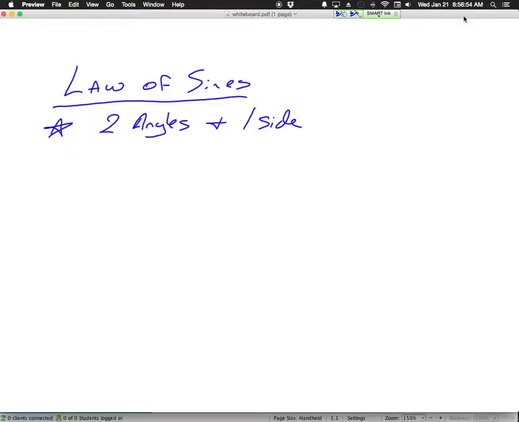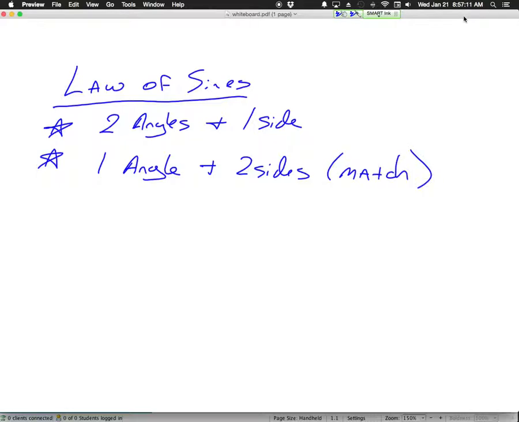The other one, which has a little bit more work into it, is when we have one angle and we have two sides, and one of those sides is a match. One angle and two sides, and one of those sides is a match.